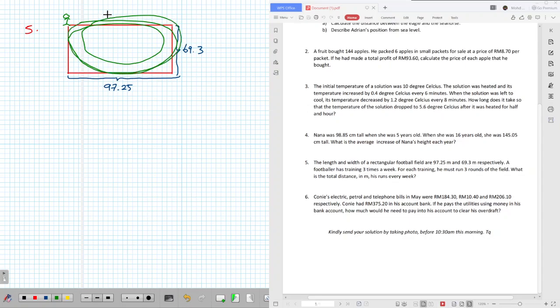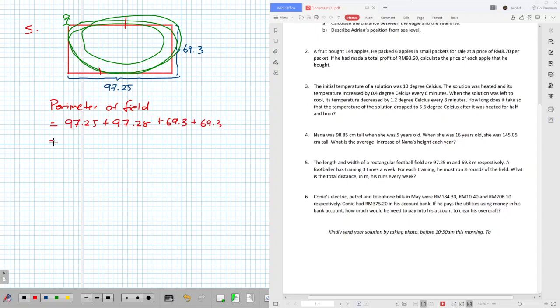So this is 3 rounds, and then he does the training 3 times. So first we need to find out the distance for him to run 3 rounds. First and foremost we need to find the perimeter. The perimeter of the field shows the distance of this footballer for 1 round. So the perimeter will be 97.25 plus 97.25, because I add on this length and this length, plus 69.3 plus 69.3.